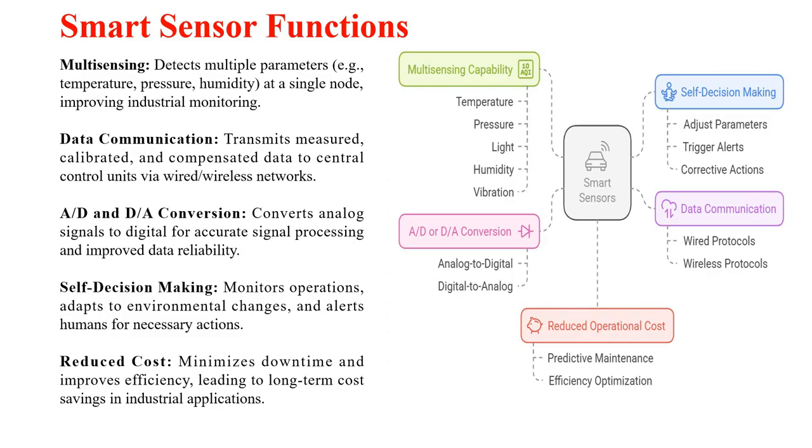Next, you have data communication, where the smart sensor transmits the measured data, calibration values and compensation data to the central control unit or cloud-based systems. The communication is done via wired or wireless protocols. Then you have A to D or D to A conversion, where the sensors often produce analog signals. Smart sensors include analog to digital and digital to analog converters in order to ensure compatibility with digital processing units. And this conversion enables advanced signal processing for improved accuracy and reliability.